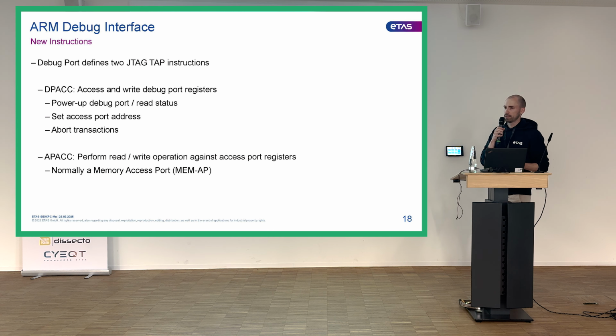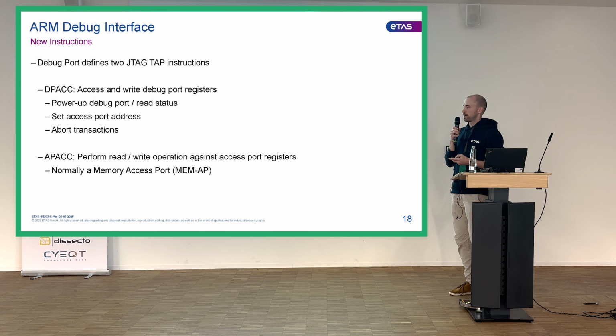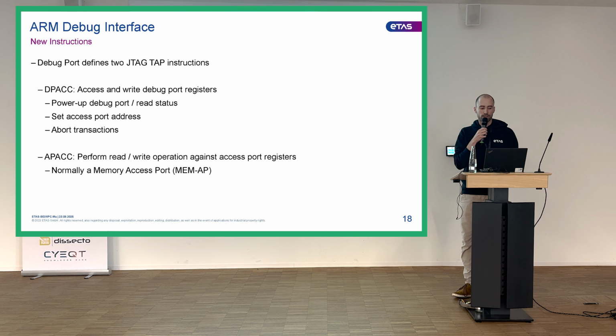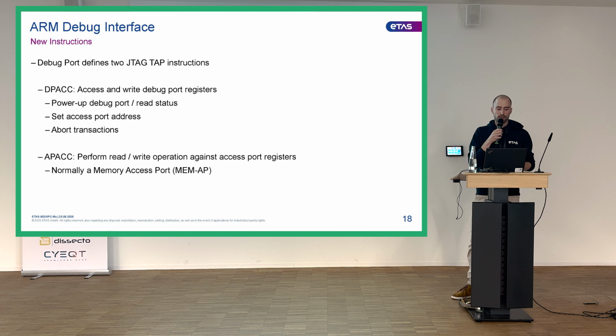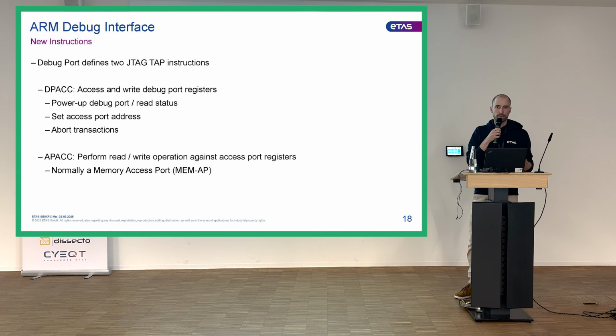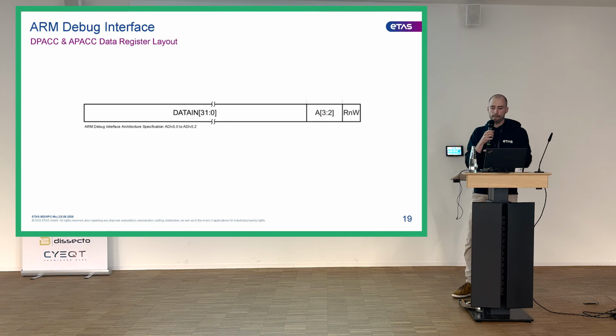Now, how does ARM implement the debug interface on top of JTAG? Basically, we have 2 new instructions: a debug port access and an access port access. With the first instruction, I can power up the debug port, I can read status, and I can tell the debug port what access port I want to talk to. Or I can also abort transactions. And then with the access port instruction, I can perform read or write operations against the access port. Normally that's going to be a memory access port. So I can look into the address space and read some RAM or read some flash, write some RAM, or change some registers.